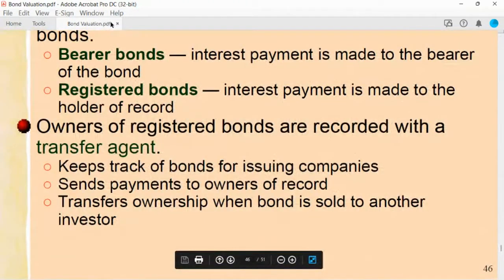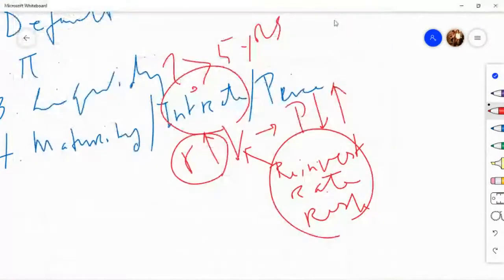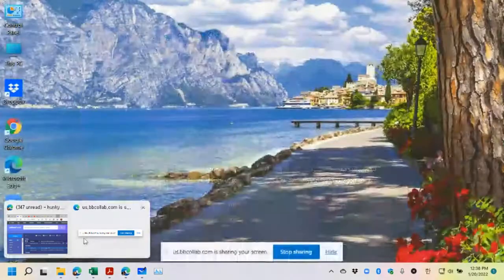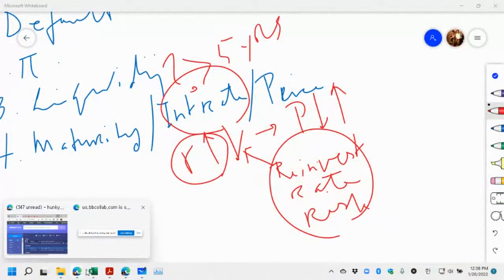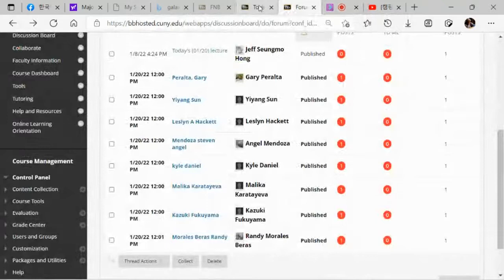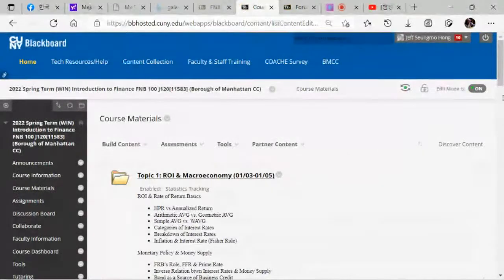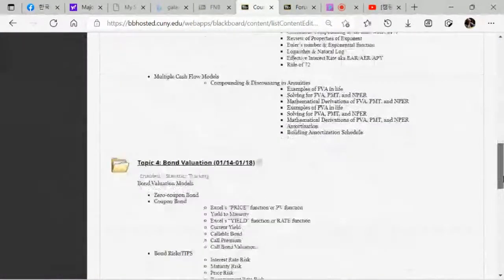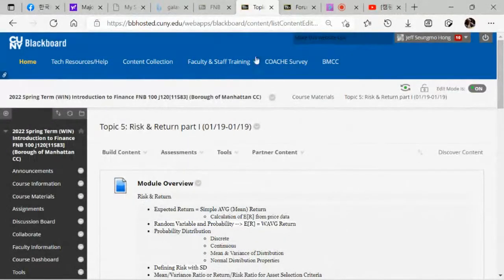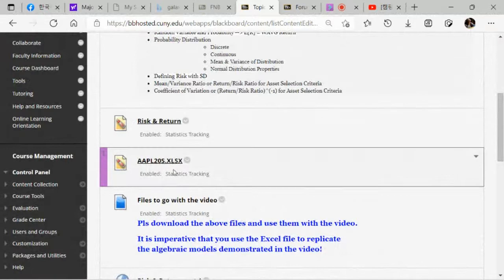So that wraps up everything about our discussion about bonds. We're going to move on to risk and return. Here, risk and return. Course materials, and I want you to download these two files.